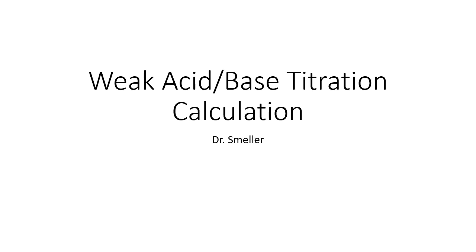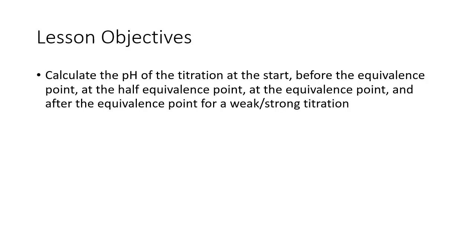Let's try a weak acid base titration calculation. These are going to be a bit more complicated than your strong acid, strong base, but they shouldn't be too bad. Our lesson objectives: we will calculate the pH of the titration at the start, before the equivalence point, at the half equivalence point or midpoint, at the equivalence point, and then after the equivalence point for a weak, strong titration.